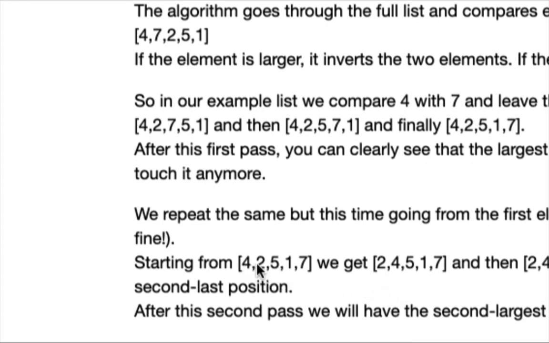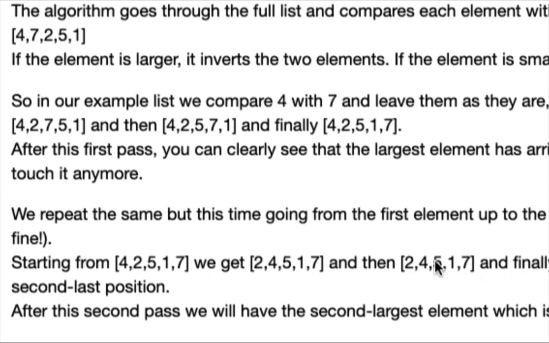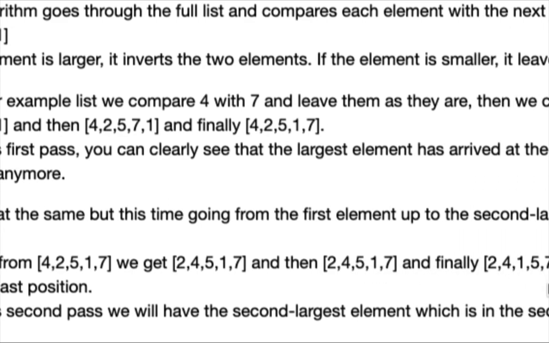Okay, here are the first 4 elements. We do a second pass. So 4 and 2. 4 is larger, so we switch them. 2, 4, 5, 1. 4 and 5. These are okay, so we leave them. Now 5 and 1. 5 is larger, so we switch them.